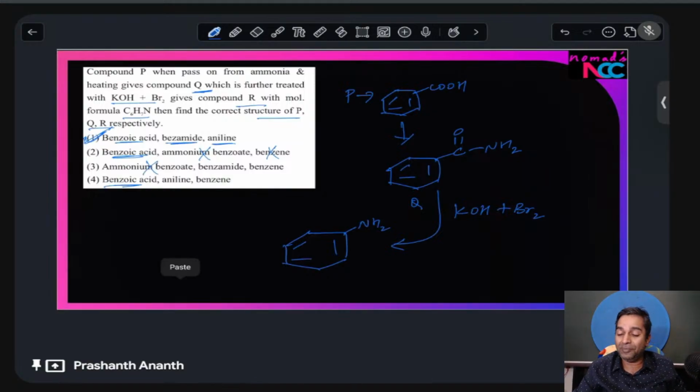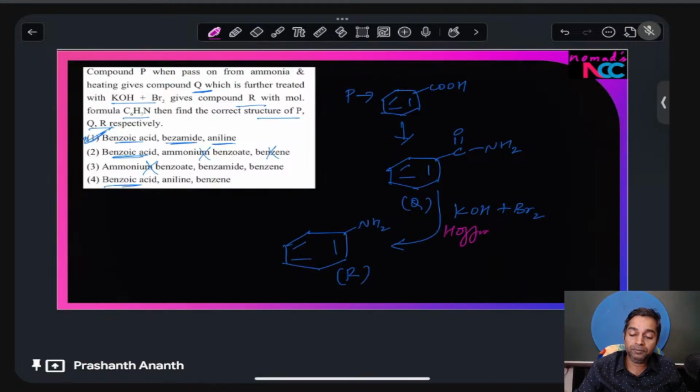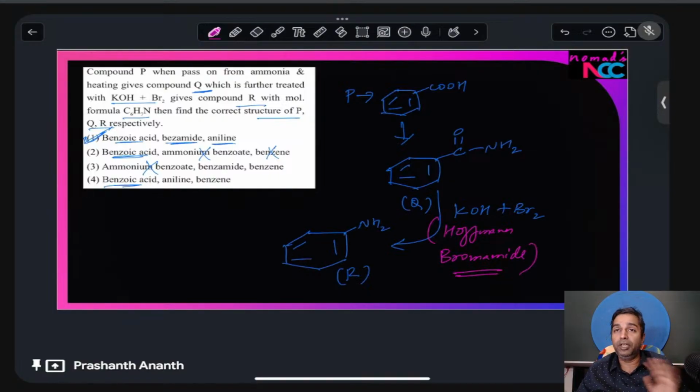So we don't need the second page there. This question was much easier than I expected. It's a very straightforward question. So Q is going to be this, R is going to be this. What is this reaction called? This is going to be your Hoffmann bromamide reaction. It is a named reaction from the amines chapter. No escapism, you need to know the reaction. And you need to know the mechanism also if you are looking from a JEE Advanced perspective. But I'm not interested in JEE Advanced here. I'm going for Mains right now.